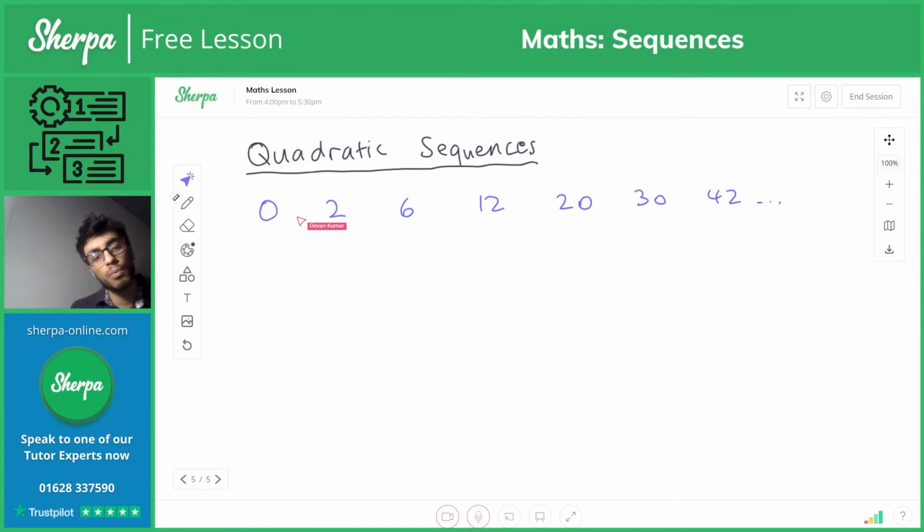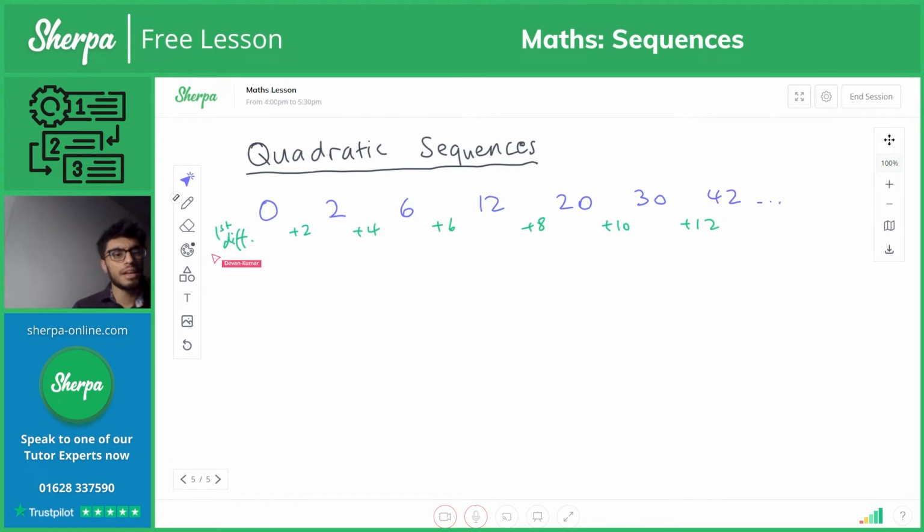So we think, what do we do? What do we add from 0 to 2? Well, we add 2. What about 2 to 6? Well, we add 4. What about 6 to 12? We add 6, and so on. And what we notice is there's some sort of a weird pattern, right? So we call this the first difference, and we're going to label it like that.